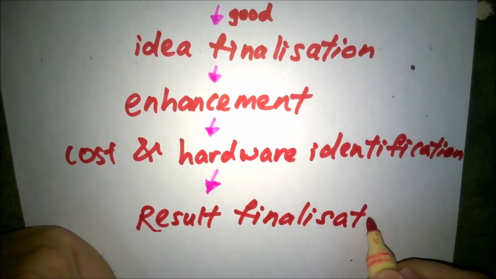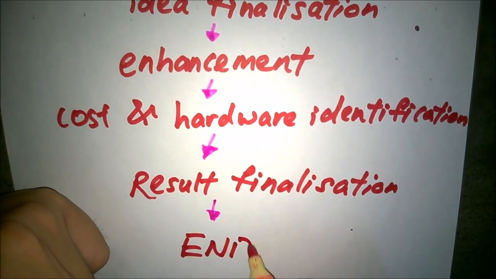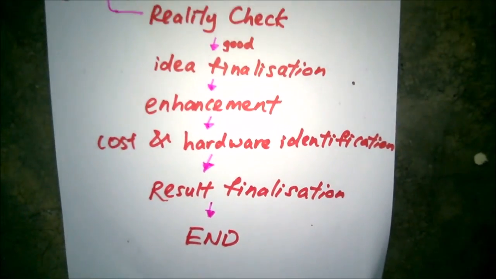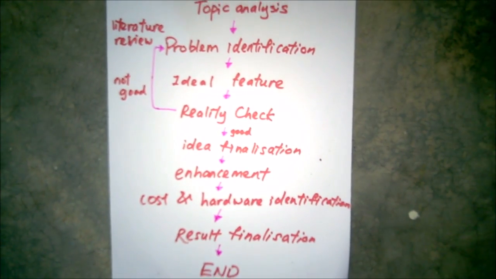The next one will be cost and hardware identification. We identify the cost and the hardware needed for our project. After this, we finalize our result and come up with this report.